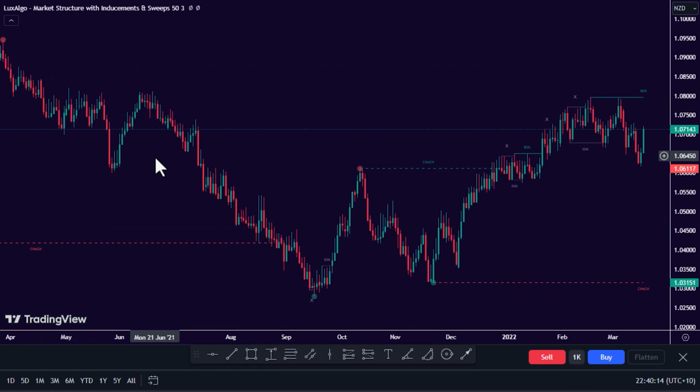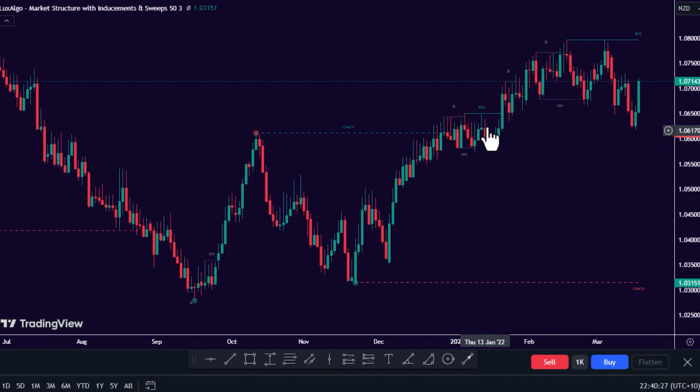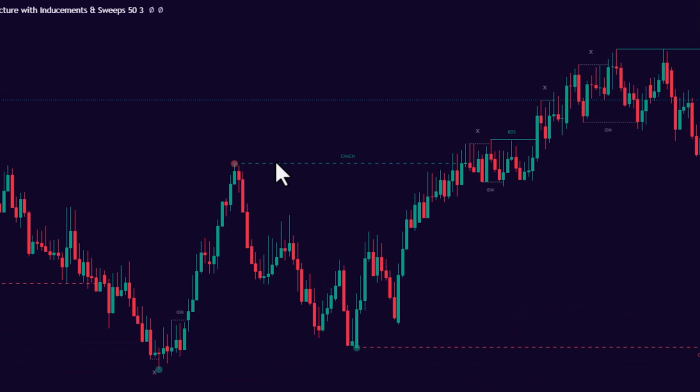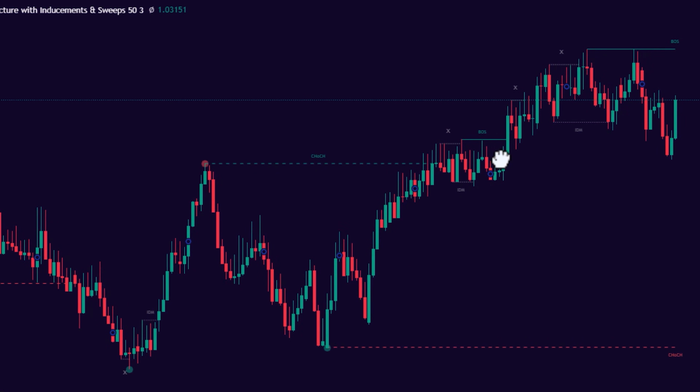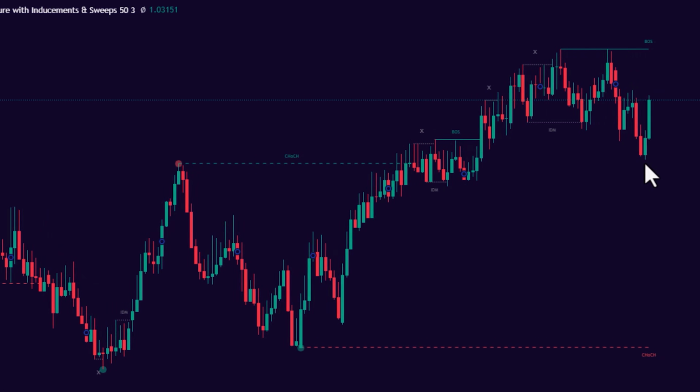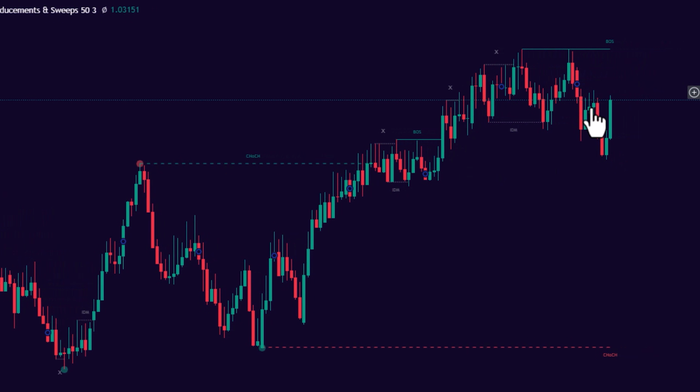How can the market structure with inducements and sweeps indicator be used to trade the reversal of a downtrend to an uptrend market? To trade the reversal of a downtrend to an uptrend market, traders need to watch out for a strong bullish breakout of the green change of character in the downtrend market. After the strong bullish breakout of green change of character, traders need to patiently wait for a sharp retest of the green change of character.